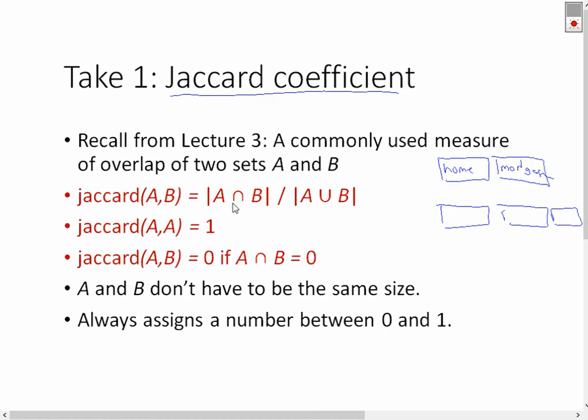So, by the way, if you remember this symbol from mathematics and set theory, basically when I have the upside down U, it means intersection.